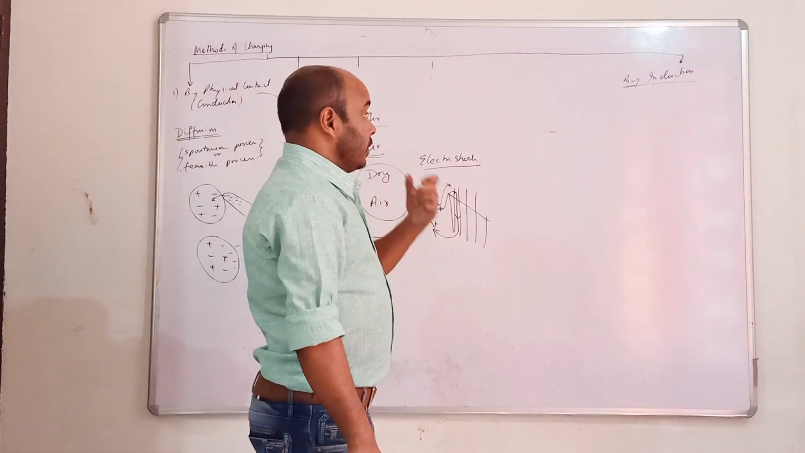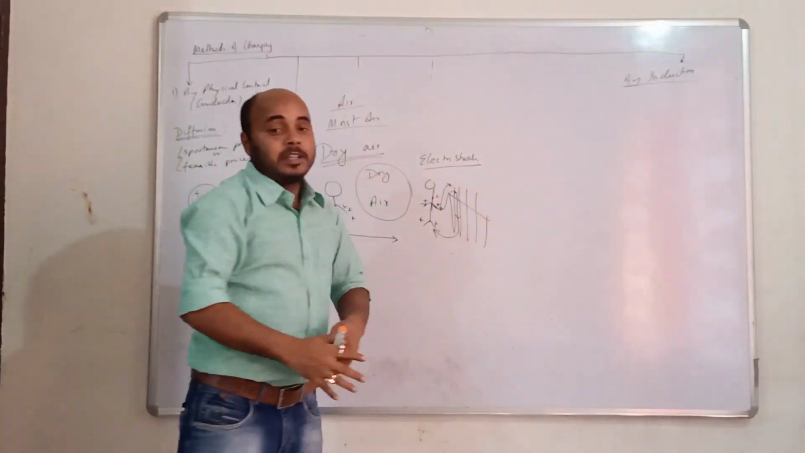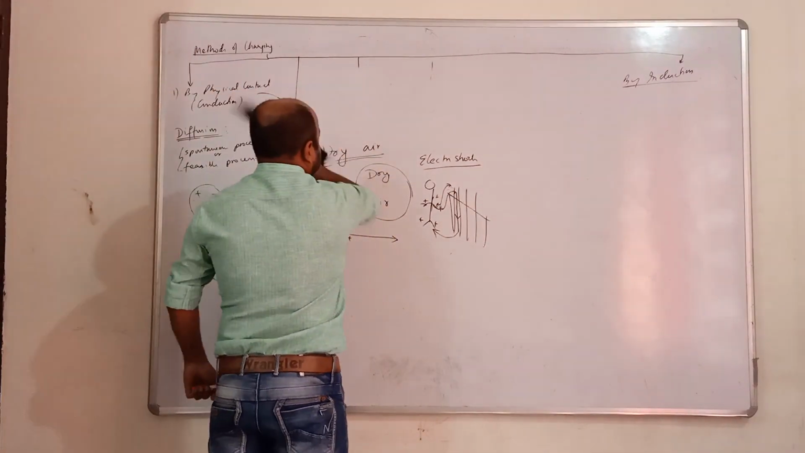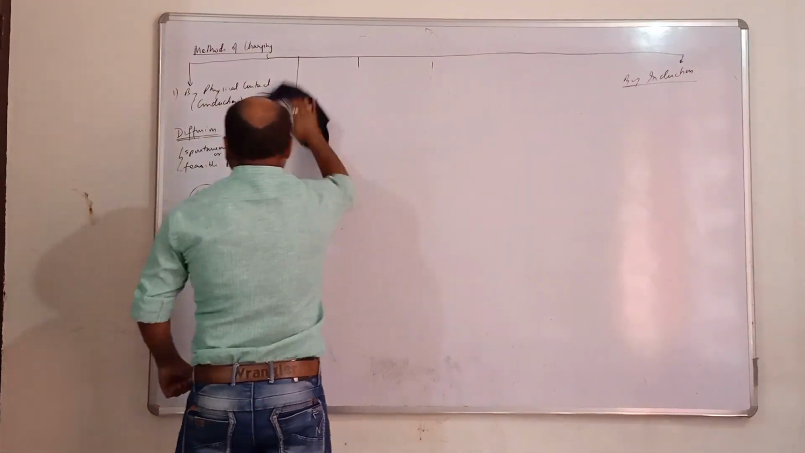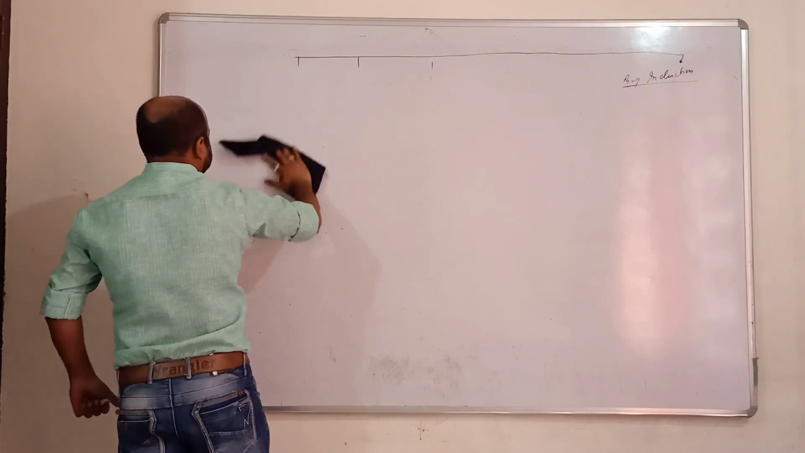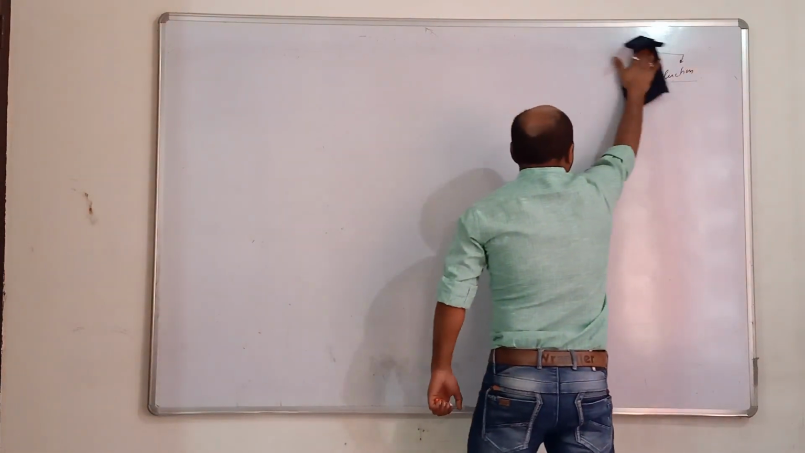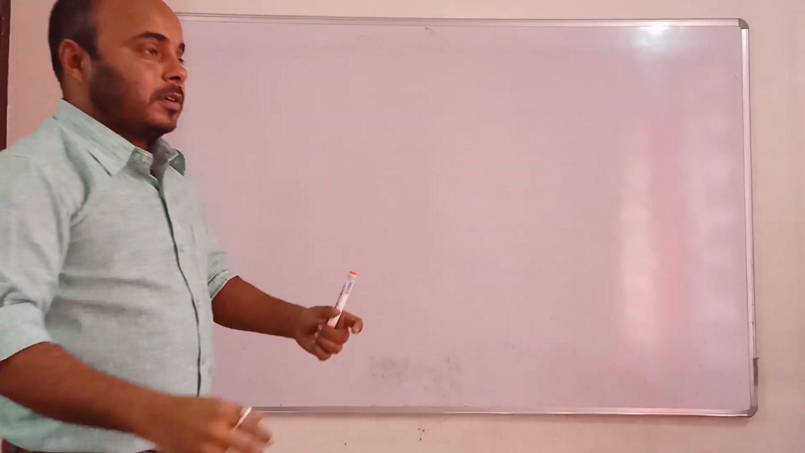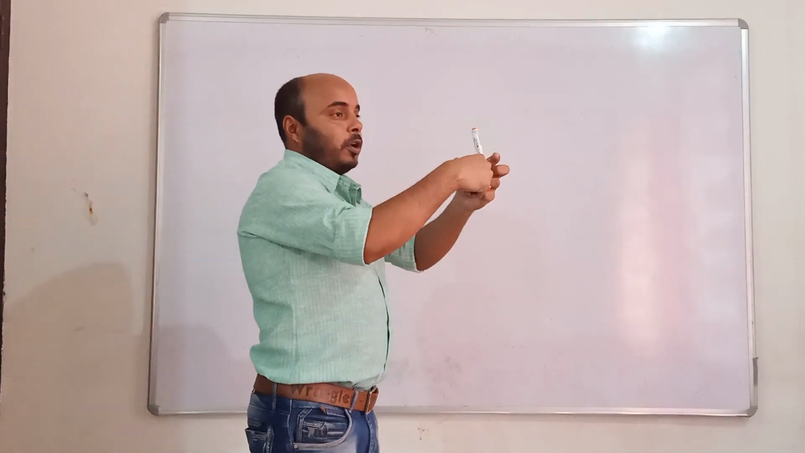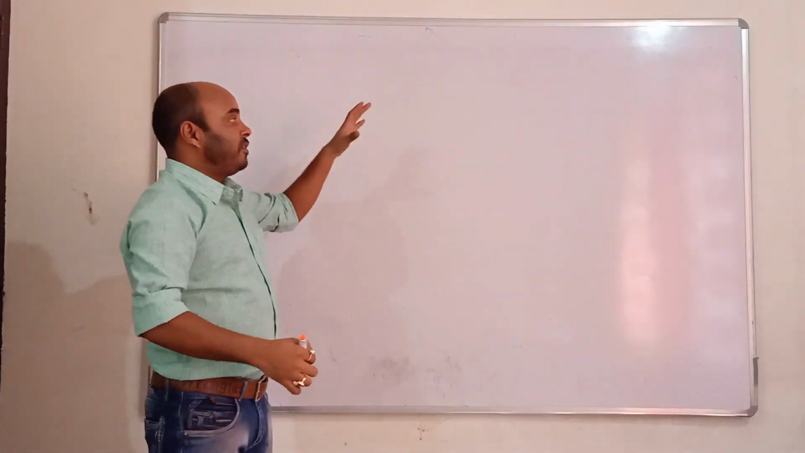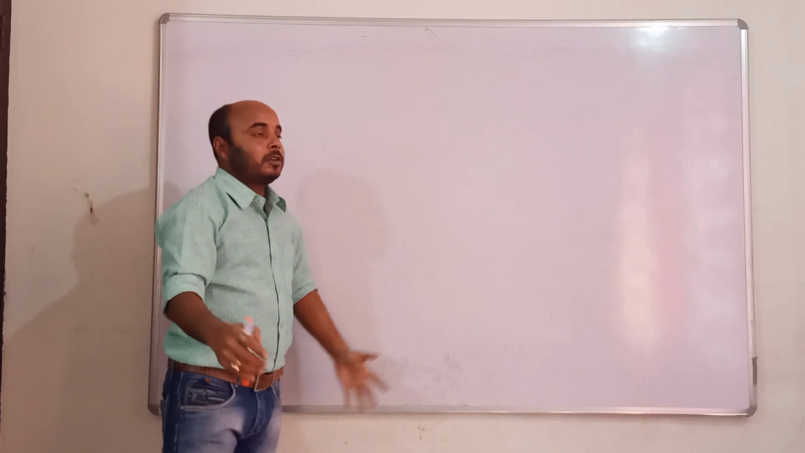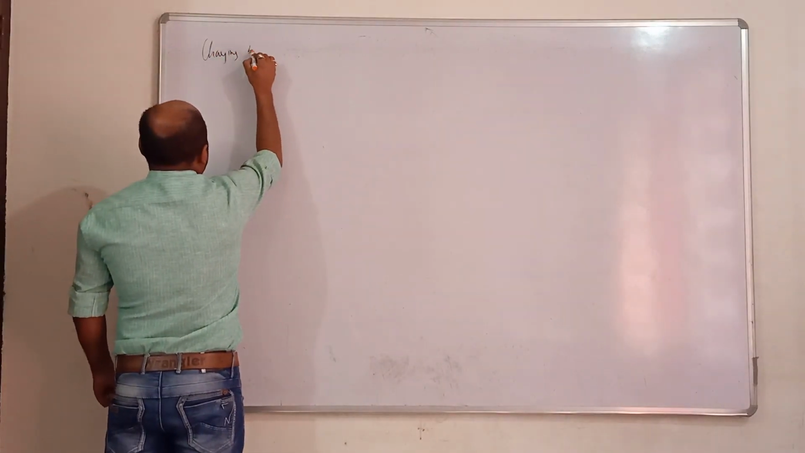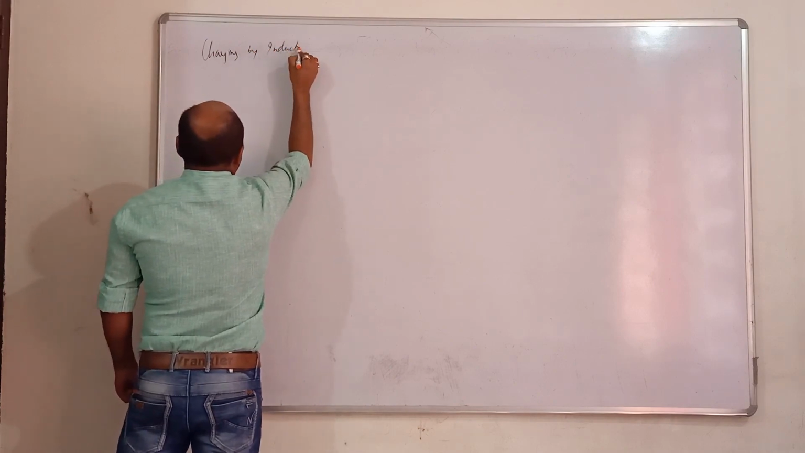Okay. Now the next one is induction. This is very important. Charging by induction. What is this? How can we charge a body by induction? The previous two which we studied were by conduction, where we connected a negatively charged body with a neutral body, and by friction. When we start rubbing two bodies, one body will lose electrons, the other body will gain electrons. But in this case, charging by induction.